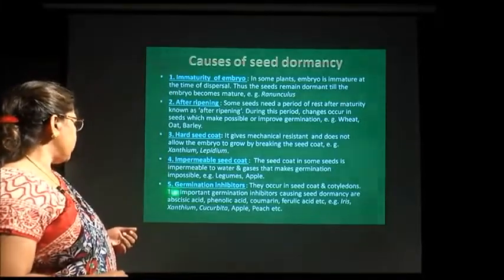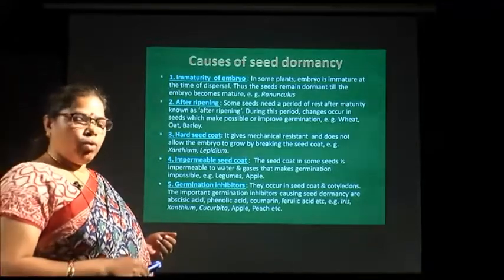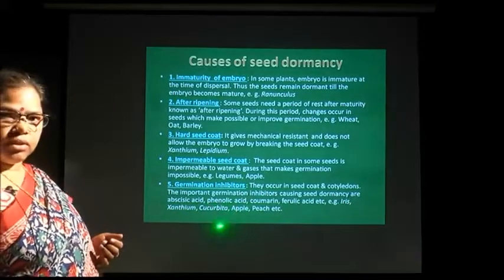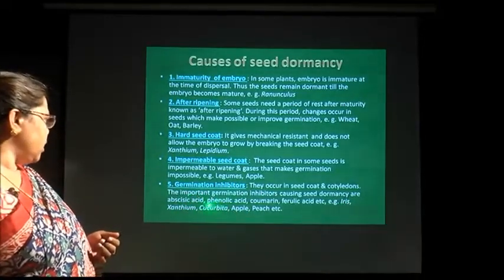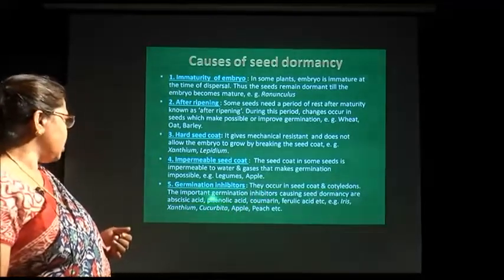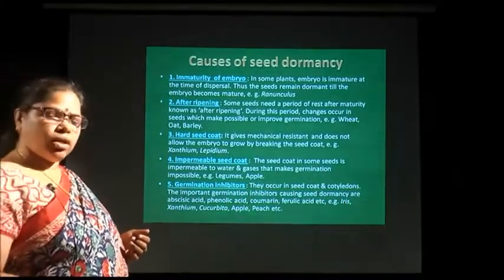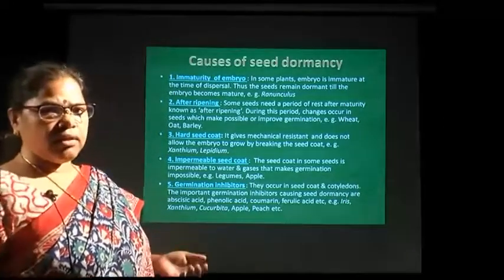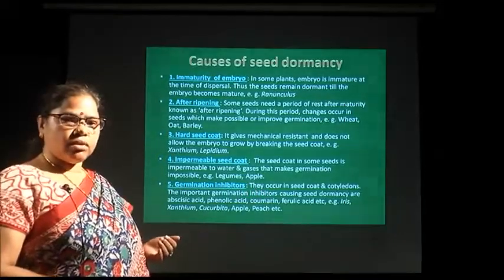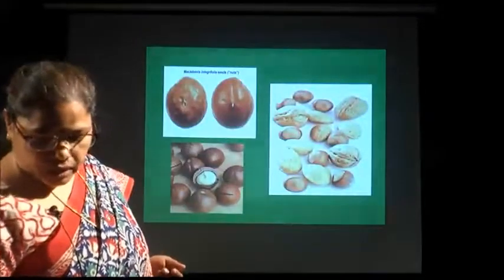Then the last one is germination inhibitors. These are chemical compounds present inside the seed which inhibit the process of germination, such as abscisic acid, which is a hormone we discussed in the last class. Then phenolic acid, coumarin, and ferulic acids. These chemical compounds inhibit the germination process, and they are found in plants like iris, Xanthium, Cucurbita, apple, etc. That is why they are known as germination inhibitors. If these germination inhibitors are removed, then only they germinate. So, these are the causes of seed dormancy.